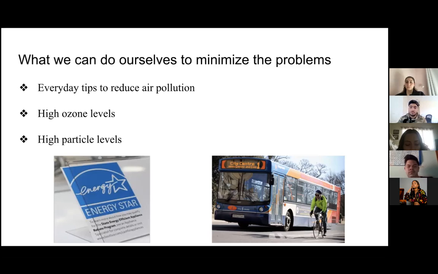Extra steps to reduce air pollution when high particle levels are expected include reducing the number of trips you take in your car, reducing or eliminating fireplace and wood stove use, avoiding burning leaves, trash, and other materials, and lastly, avoiding using gas-powered lawn and garden equipment.